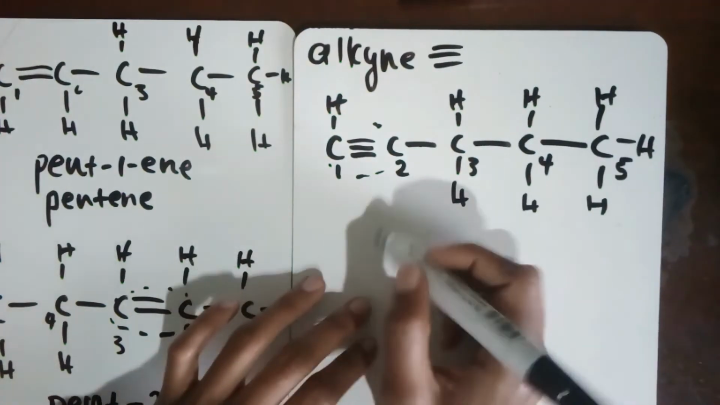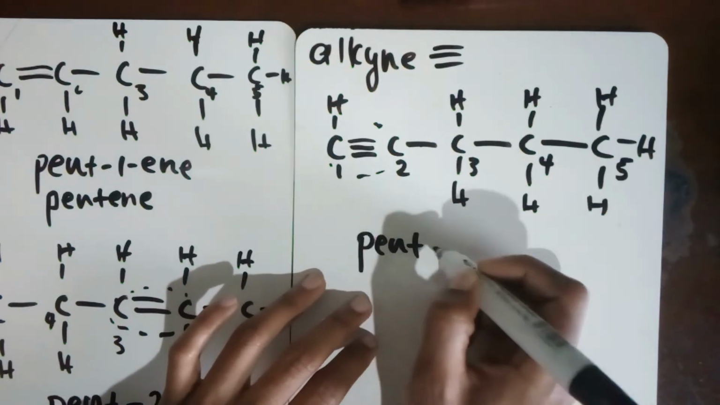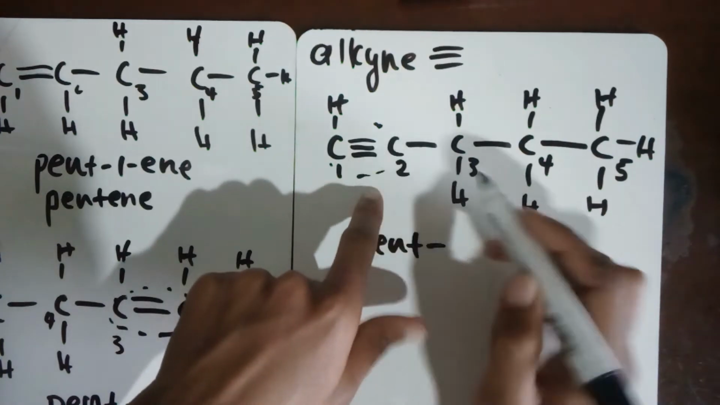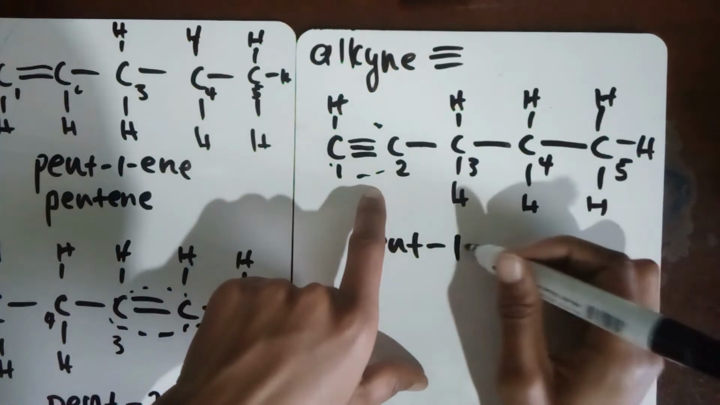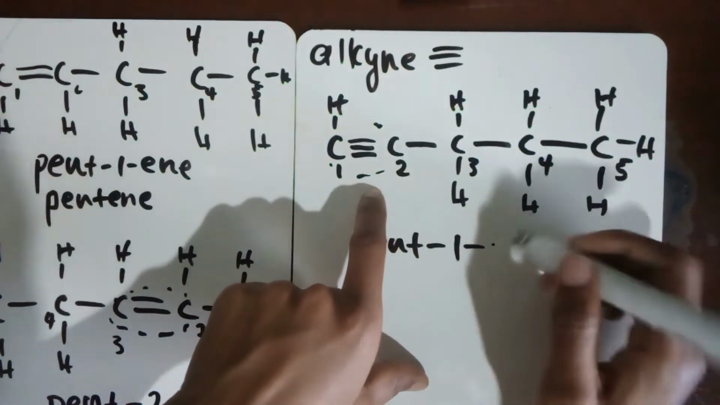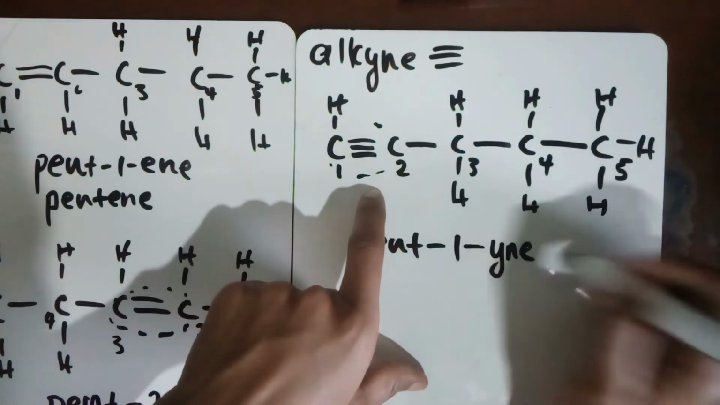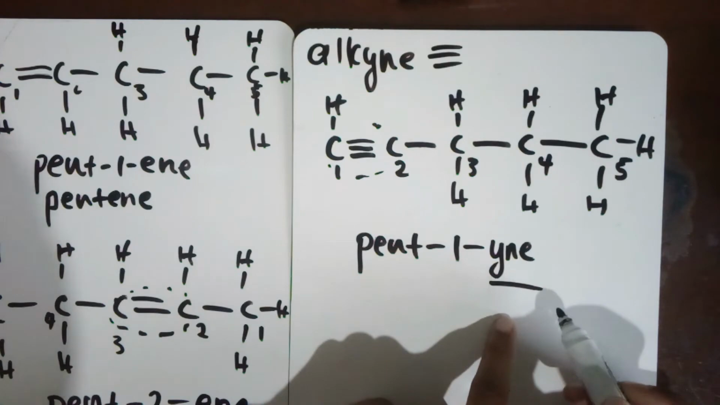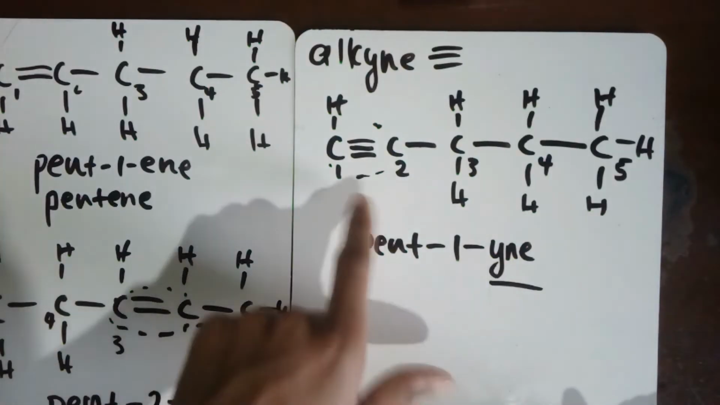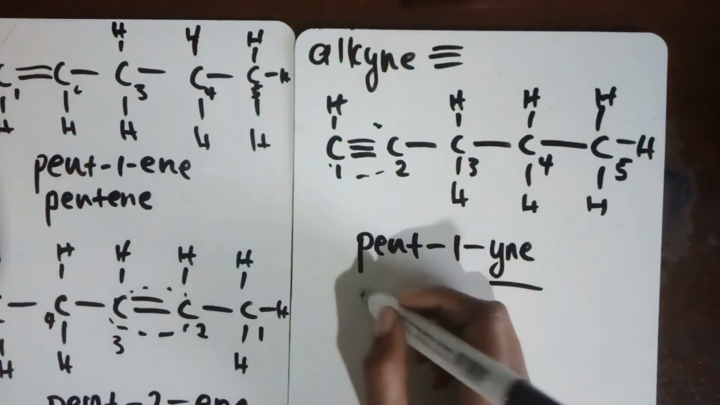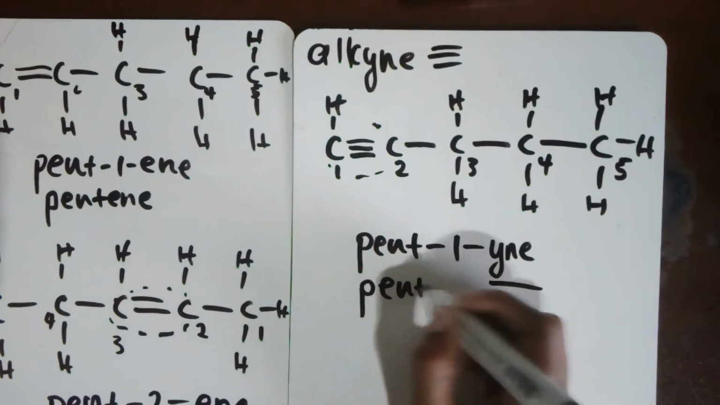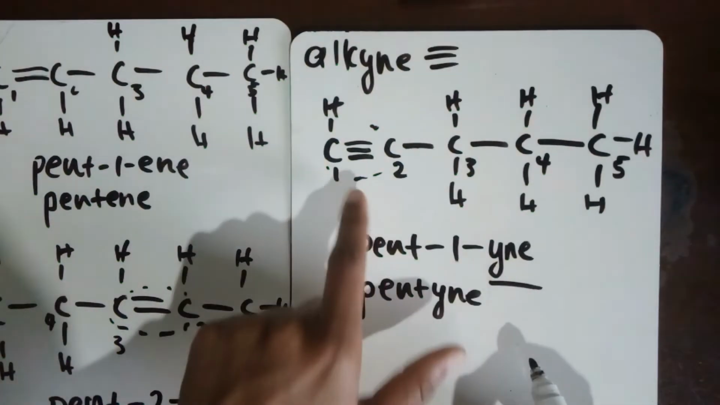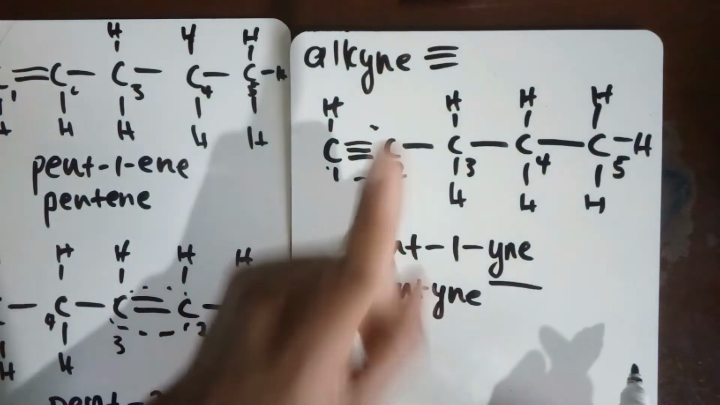This is going to be pent because there are 5 carbon atoms. You draw your dash. The triple bond is at carbon number 1, so we call it 1. And then for your functional group alkyne, you write the suffix "-yne", right? But because it's at carbon number 1, it's not necessary for you to write the number. We can just say pentyne. So every time they say pentyne, you just know that the triple bond is actually at the first carbon.